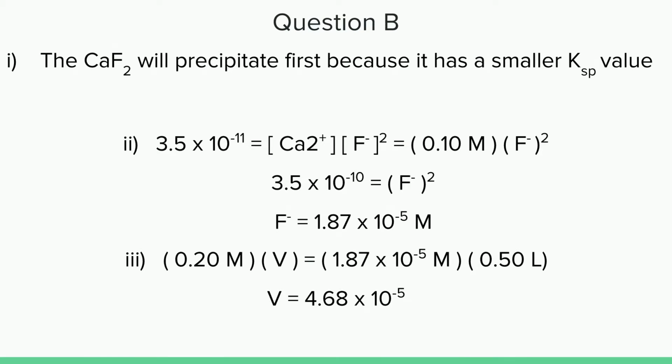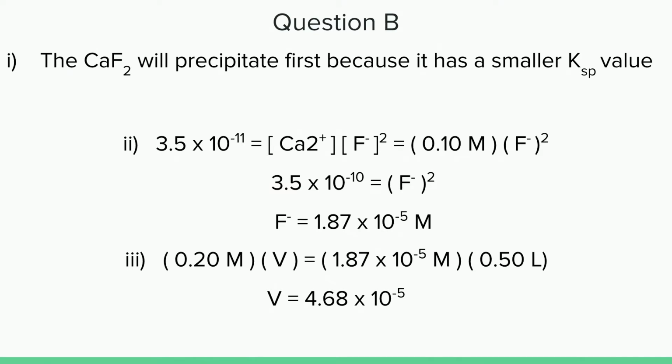Question B asks us to find which salt will precipitate first, CaF2 or BaF2. And I said the CaF2 will precipitate first because it has a smaller Ksp value. Since the CaF2 and BaF2 have the same number of ions they dissolve into, you can simply just compare the Ksp values instead of doing a calculation.